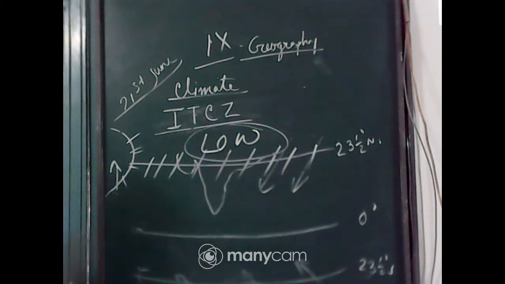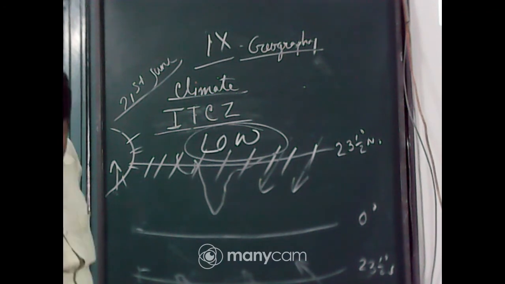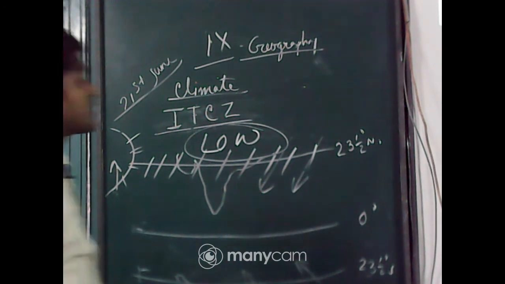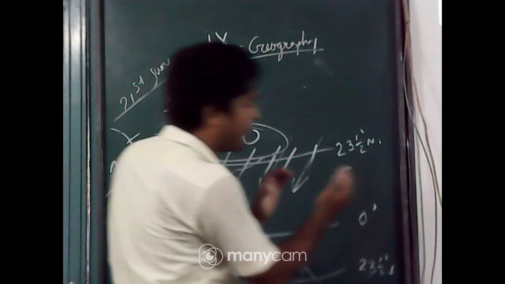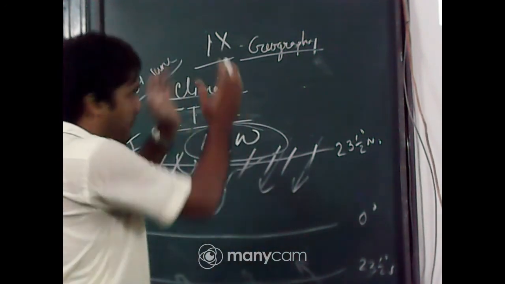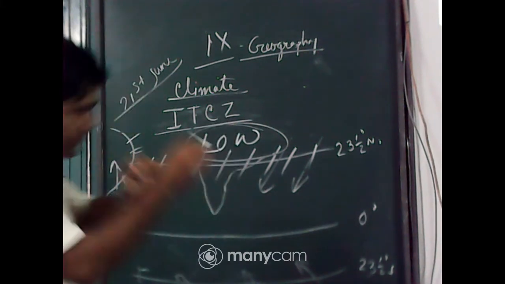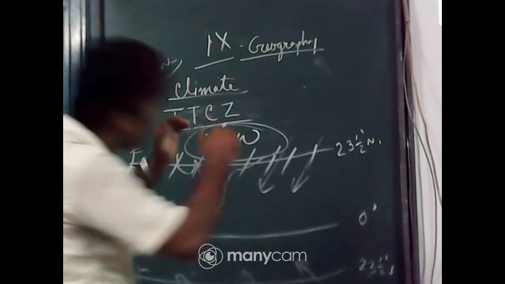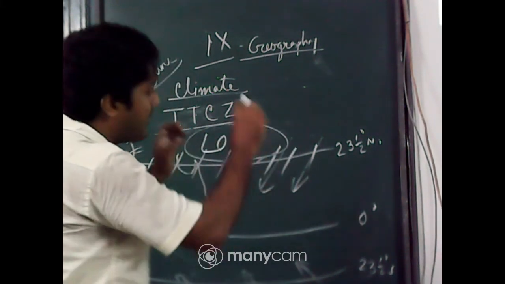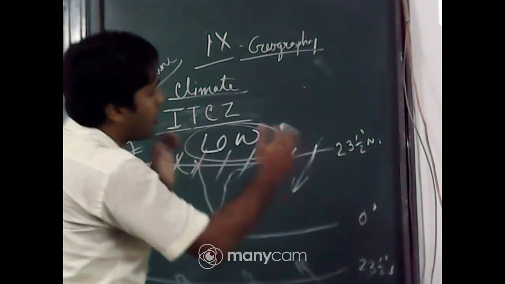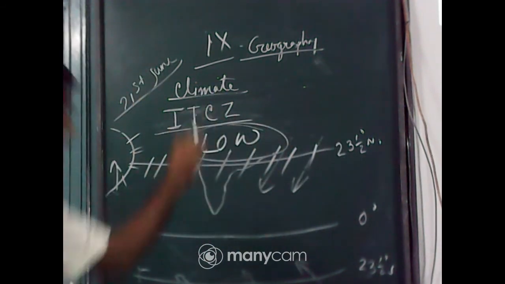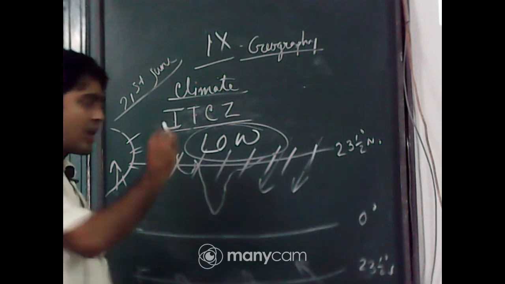So this is ITCZ. Now next, the presence of a high pressure area east of Madagascar. Madagascar is situated in the eastern part of Africa. If you see the world map, in the eastern portion of Africa, like Sri Lanka near India, you have seen, it looks like that. There is another island, it is Madagascar, a small island.